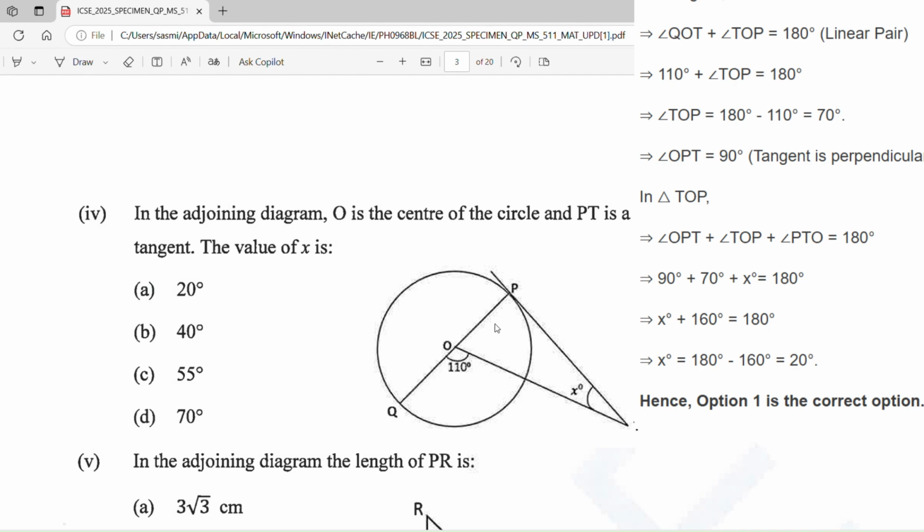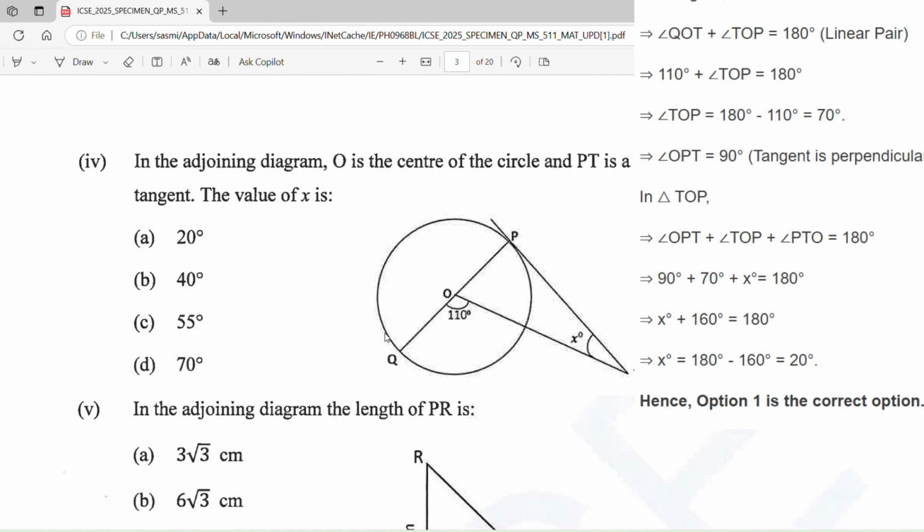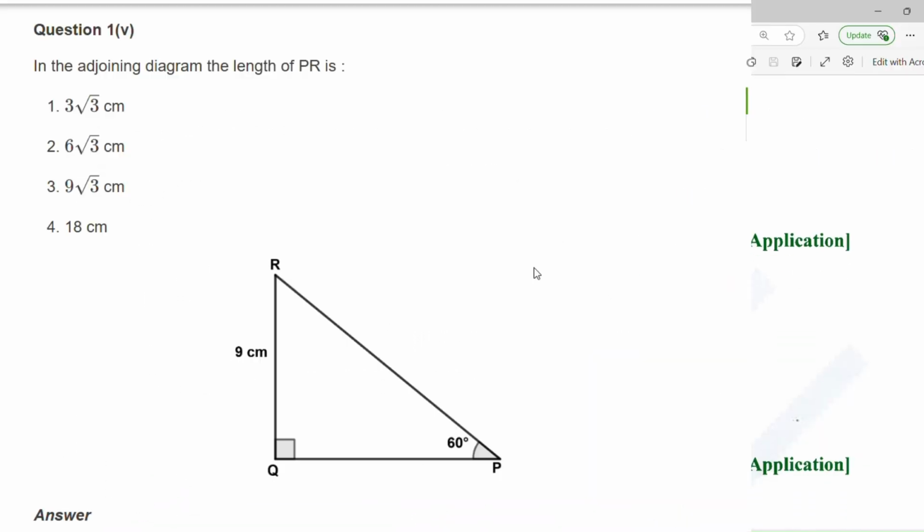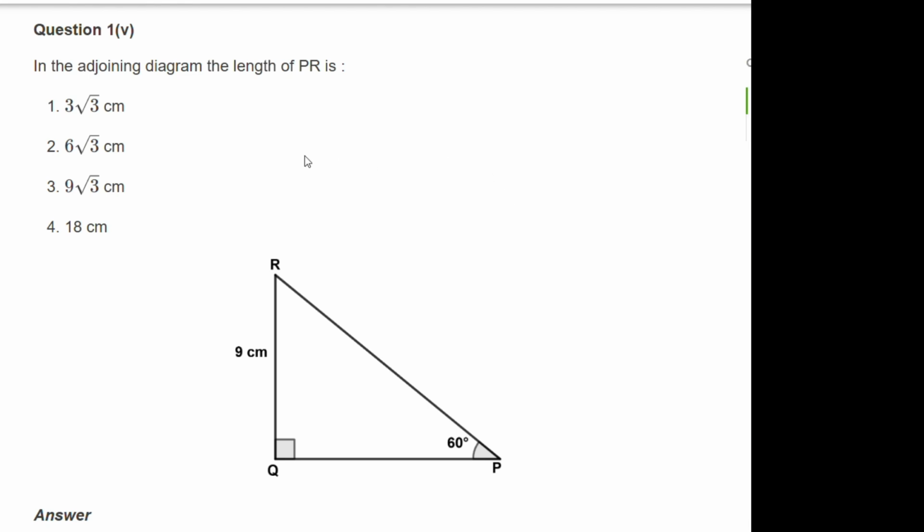180 minus 110 is 70. 90 plus 70 equals 160. Now you can find x. 180 minus 160 is equal to 20. So what will be the value of x now? 20 degrees. Option A. Now come to the next question.